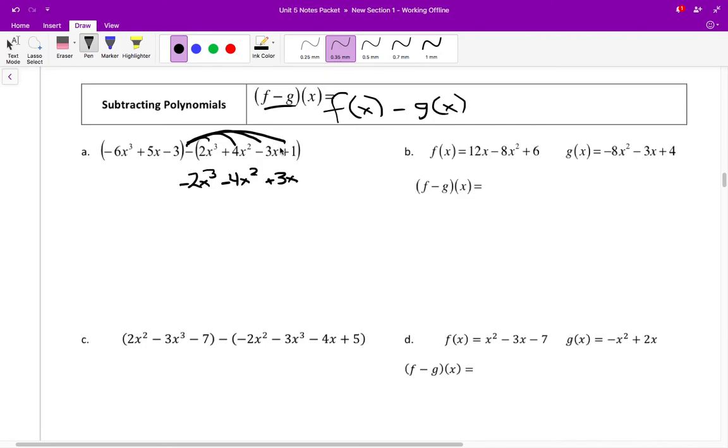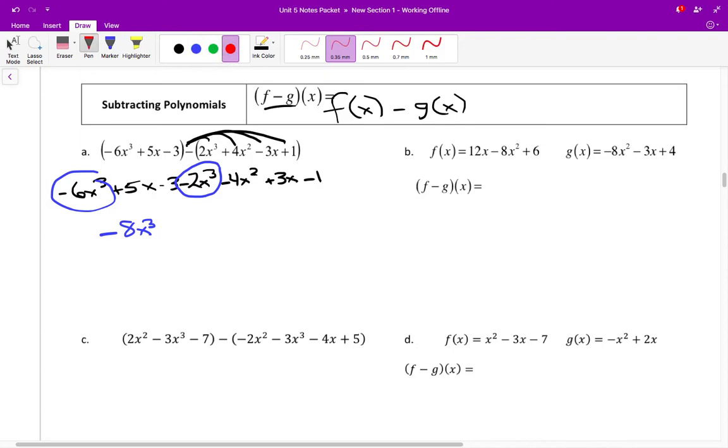And then a minus positive 1 just becomes a minus 1. I'm going to go ahead and copy in my first set of parentheses, negative 6x cubed plus 5x minus 3. And now I can just start to look to combine like terms. So highest degree is 3. I'm going to start by combining my negative 6x cubed and negative 2x cubed, which would become negative 8x cubed.